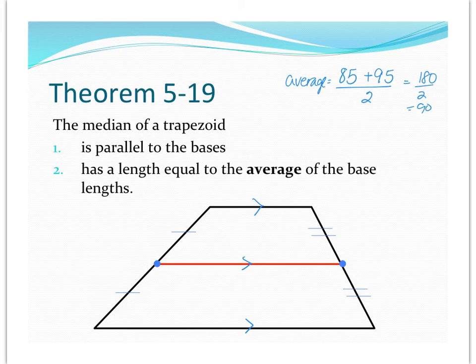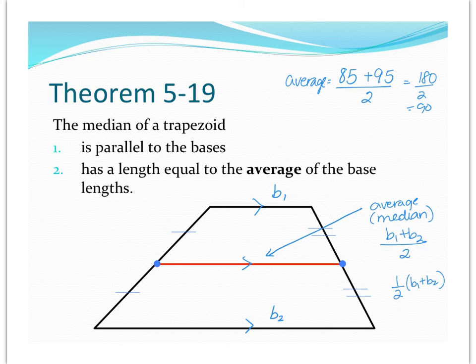So it's the same exact idea here. Let's just say I call this base 1, and this is base 2. Then that means that the average, which is going to be this length right here, remember that the name of this thing is called the median, but we find the value of the median by finding the average, would be B1 plus B2 divided by 2. And an alternate way of writing that is 1/2 (B1 plus B2). So that's up to you which way you want to write it.